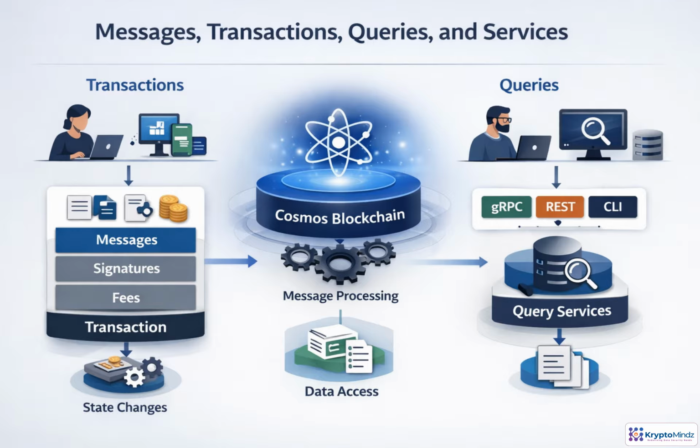Cosmos separates actions that change state from actions that only read state. A transaction is the write path. It packages messages, signatures, fees, and metadata, then routes each message to the right message server. That server checks intent and uses keepers to update the store. Queries take the safer read path. Query services expose current state through gRPC, REST, or CLI, so external apps can inspect data without modifying the chain.